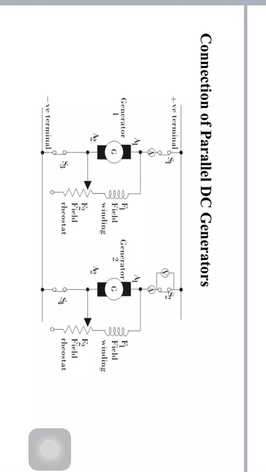Now switch S4 in the field circuit of generator 2 is closed. Next, circuit breaker 2 is closed, and the excitation of generator 2 is adjusted till it generates a voltage equal to the bus bar voltage. This is indicated by the voltmeter connected to the generator. Now generator 2 is ready to be paralleled with generator 1.